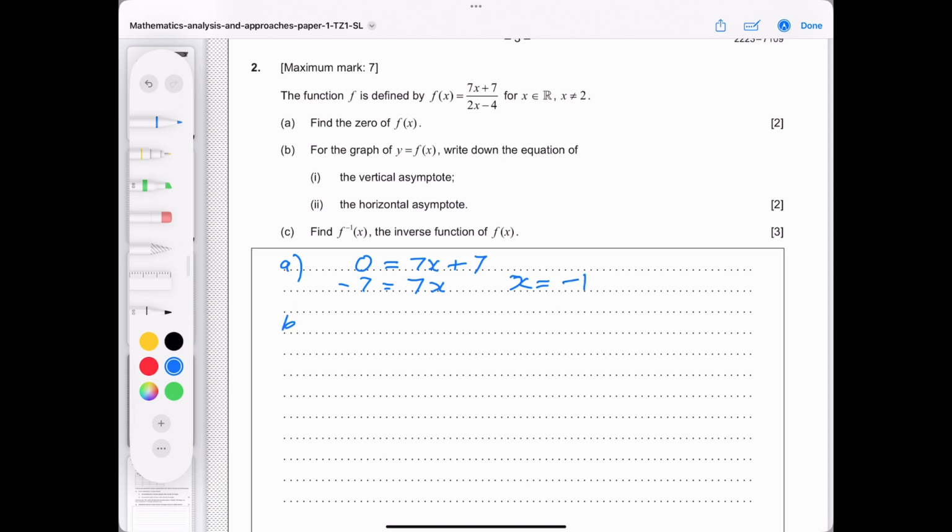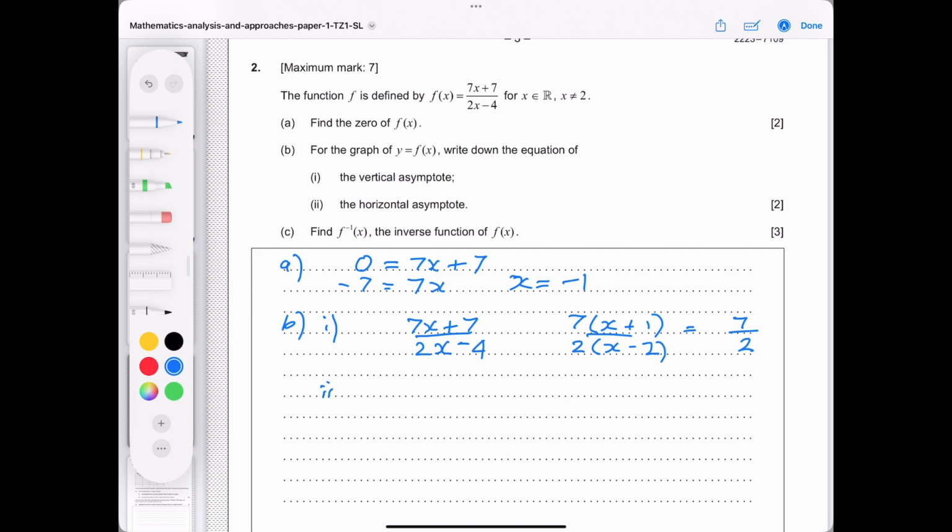B, the vertical asymptote. For the vertical asymptote, we're going to factorize the top and the bottom. So 7 comes out of the top, it's 7(x plus 1). And on the bottom, it's 2(x minus 2). So our vertical asymptote is going to be x equals 2, and the horizontal asymptote is going to be y equals 7 over 2.